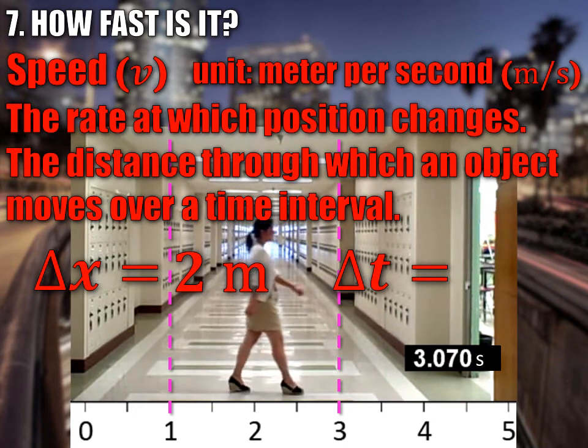So notice that she hits the 3 meters at about 4 seconds, and she begins at 1 meter at about 2 seconds. So from 2 seconds to 4 seconds is a change of 2 seconds.